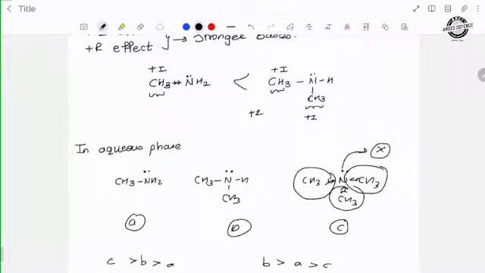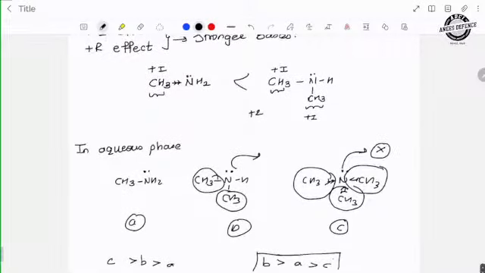In the secondary structure, there is steric hindrance, but it can easily donate its electron. Although the path is blocked in this too, it can easily donate. So we can say first is B, then A, then C. This question is always asked on this one. This is very important.